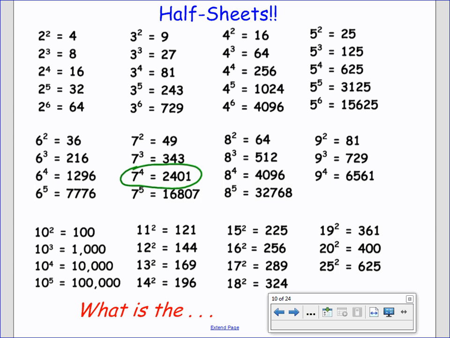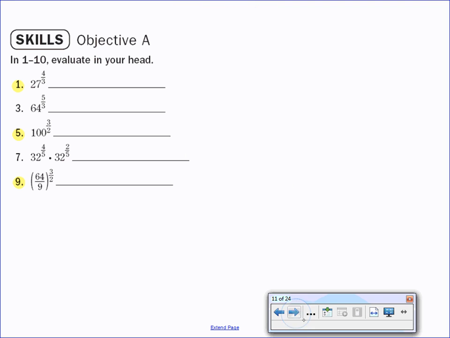What is the cube root of 729? Get ready. Carson. 9. Absolutely. And so in this way we can use our half sheet to evaluate power expressions and nth roots without a calculator. That's pretty sweet. All right, let's go ahead and do a couple of these together.